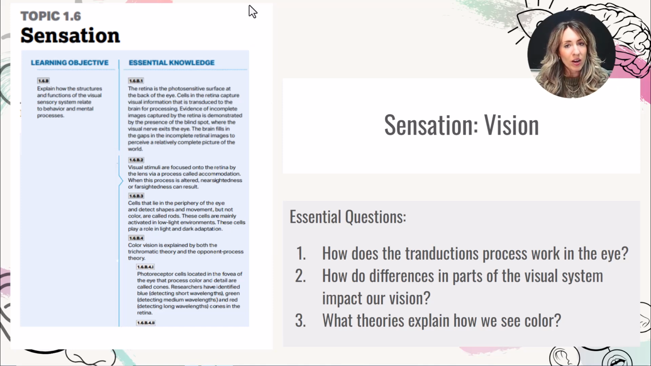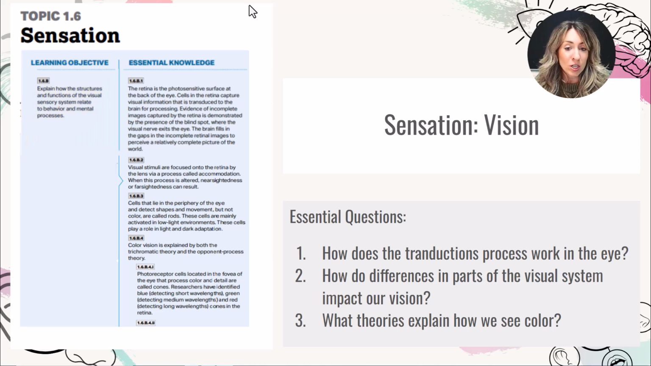Today we are continuing our discussion of sensation, and we are moving to focus on each of the different senses. So today we're going to talk about vision, which aligns with Learning Objective 1.6b from the College Board. Explain how the structures and functions of the visual sensory system relate to behavior and mental processes.